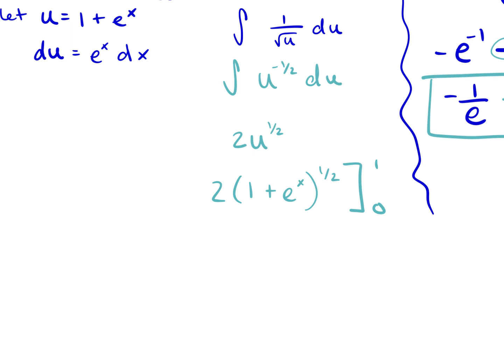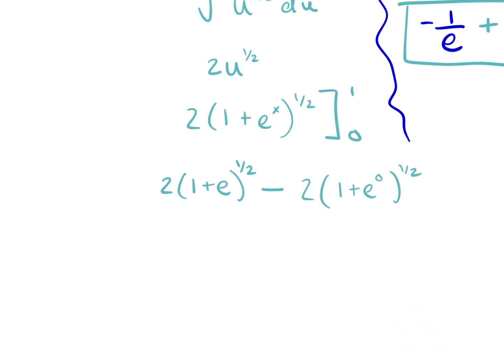So let's plug 1 in first. I have 2 times 1 plus e to the power of 1 to the 1/2 power. So if we have e to the power of 1, we don't need to put it. Minus, when we plug in 0, this would be 2 times 1 plus e to the power of 0 to the 1/2 power. You could leave it as the 1/2 power or change it to a square root if you want. So we have 2 times the square root of 1 plus e. Either way is fine. I don't know how WebAssign would take it, but either way works on the test.